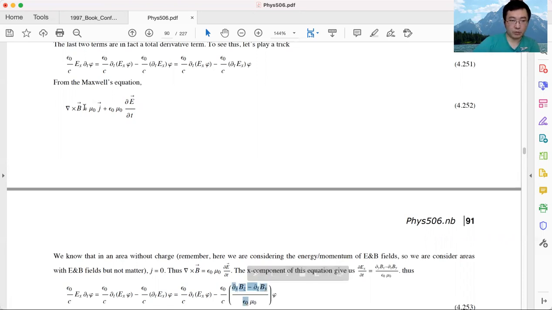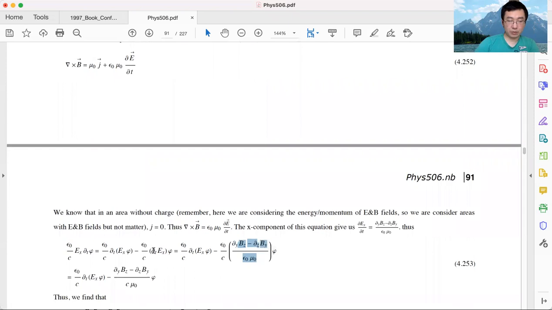Sorry, I forgot to mention one important assumption. Here we are looking at the energy and the momentum of the E and B field. We are only looking at the energy and momentum of the field. So we are assuming this region has no current and no charge. We are only looking at the E and B fields. When this region has no current and no charge, J is 0. So there is no J. When J is 0, the time derivative of E is just the curl of B. So I can replace this time derivative of E with curl of B. That's what I did here.